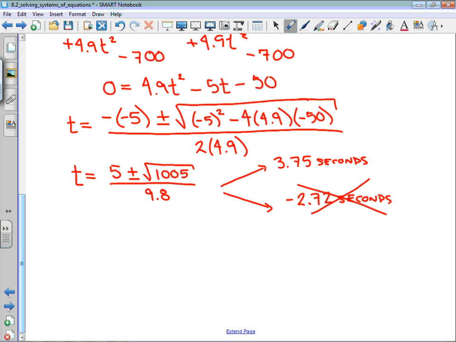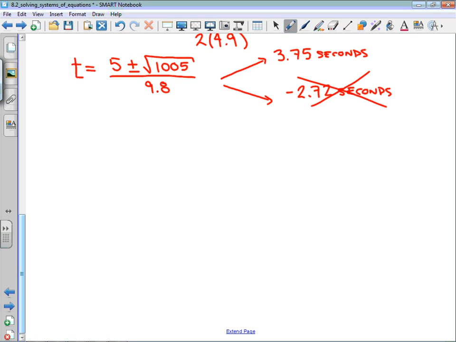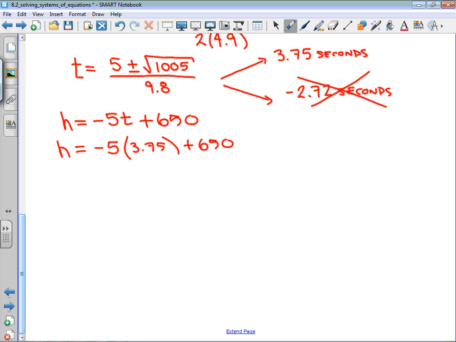Okay, so the problem is that because this is a system, we've only really found how long it takes for the parachute to open. The other part of the solution would be the height, and you can use either formula, but I'm going to use the easier one, which is that h is equal to negative 5t plus 650. So the height at which this parachute opens is negative 5 times 3.75 plus 650, and I end up with that height of 631 meters.